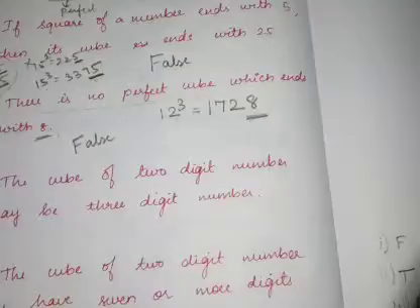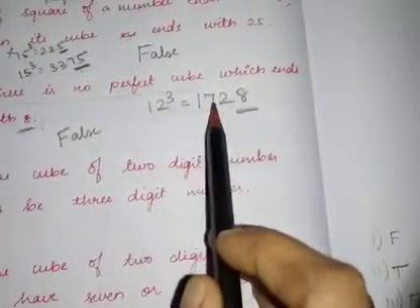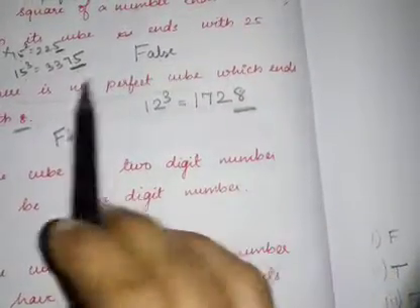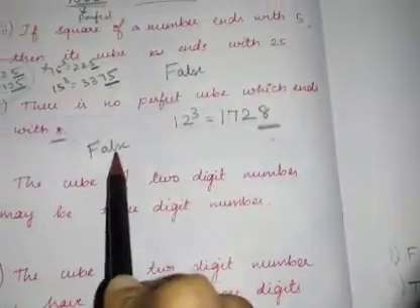Did you understand? The perfect cube of 12, 12 cube, is 1728. It ends with 8. But they are saying it never ends with 8. But that is false, so you write false.